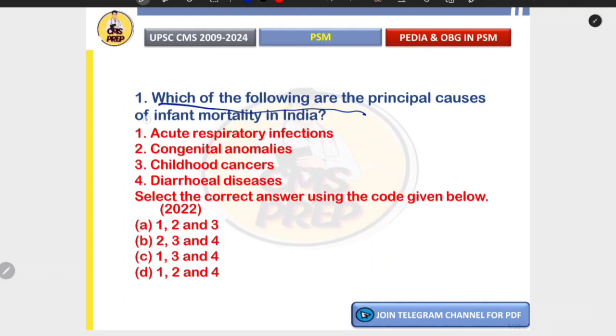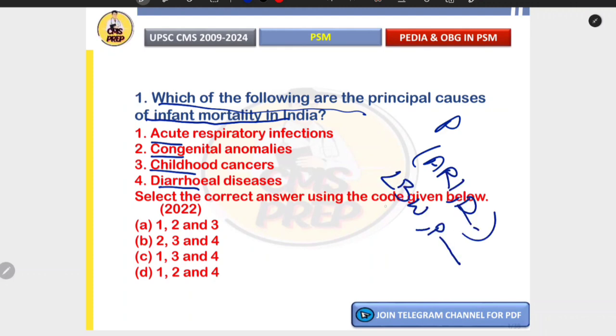Which of the following are the principal causes of infant mortality in India? Acute respiratory infection, congenital anomalies, childhood cancers and diarrheal diseases. So infant mortality in India is mainly due to preventable and early life conditions. IMR in India is dominated by infections that include acute respiratory infection, diarrhea, low birth weight, and congenital anomalies. So out of these, the correct option is 1, 2 and 4. Childhood cancers are rare and not a significant contributor of IMR in India. So the correct answer is 1, 2 and 4.